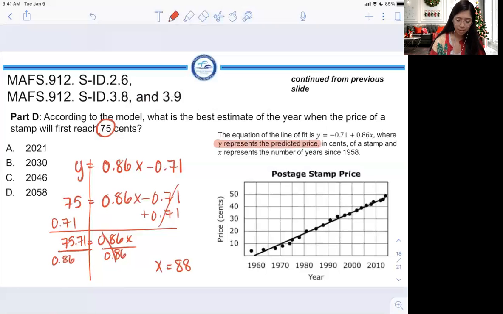What does x represent? Years. Years since 1958. So if 88 years have passed, what year am I in? 88 plus 1958 gives me 2046.